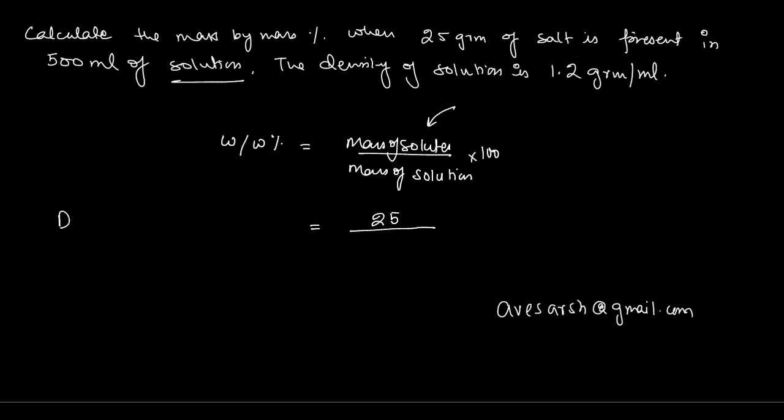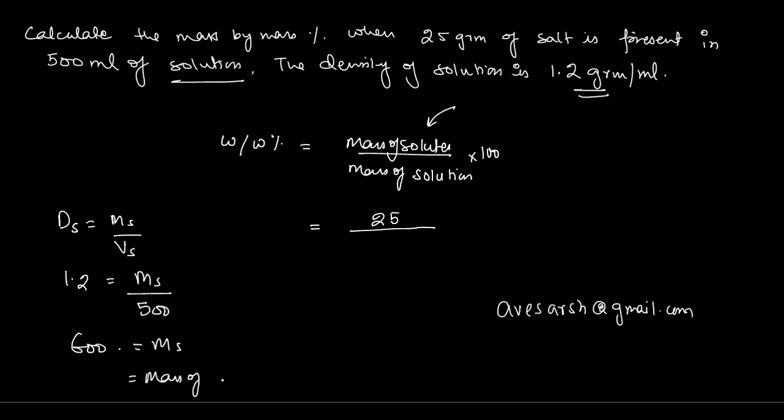The density of solution is equal to mass of solution upon volume of solution. So you can write here density is 1.2, and the mass of solution is density into volume. The volume is 500, so 500 into 1.2 will become 600. The mass will be in grams because the density is in gram per ml. So the mass of solution is 600. You can write 25 upon 600 into 100. When you divide it by 4, you will get 25 by 6 as the mass by mass percentage.